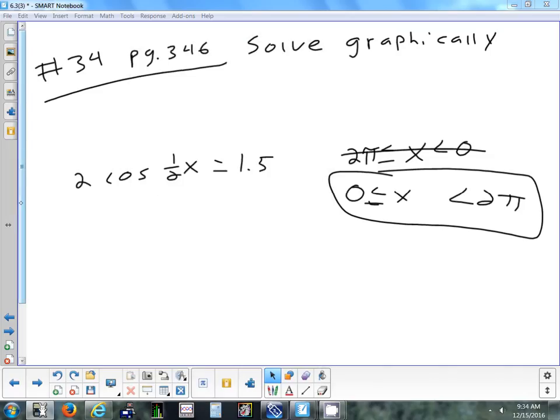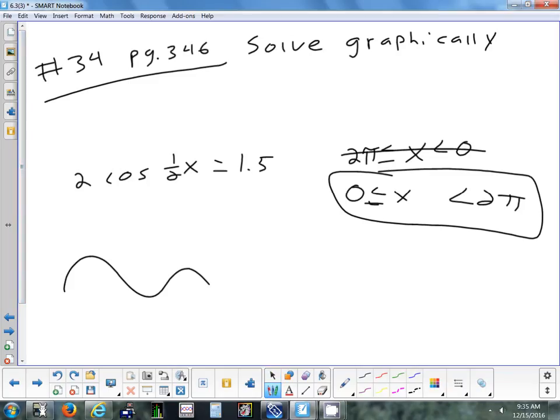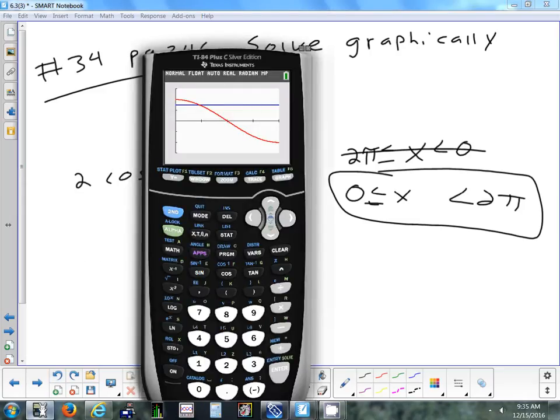Now, what would happen if this 2 wasn't here? What would be the amplitude of cosine 1 half x? 1. Now, if it only went as high as 1, when would it hit 1 and a half? It wouldn't. So if that 2 wasn't there, you'd have something that looks like this, trying to see where they cross. It wouldn't work. Okay. But because the 2 is there, it is going to work. And this time, there is only one answer in the interval they wanted me to find.